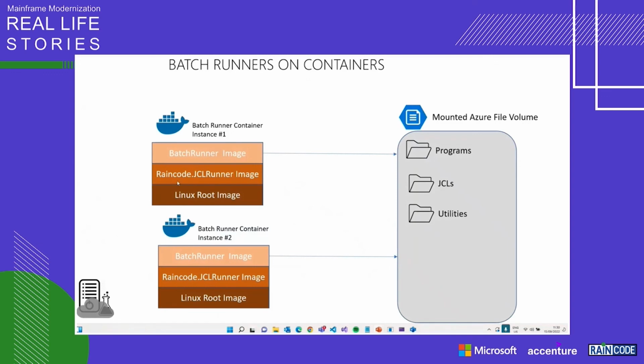And this is the batch runner. The batch runner is also something that we have in the demo. It's a container where we are running the JCL runner, and we are also able to dispatch jobs that are executed inside this runner image. All these images are mapped to files that are mounted in Azure file volumes and so on.